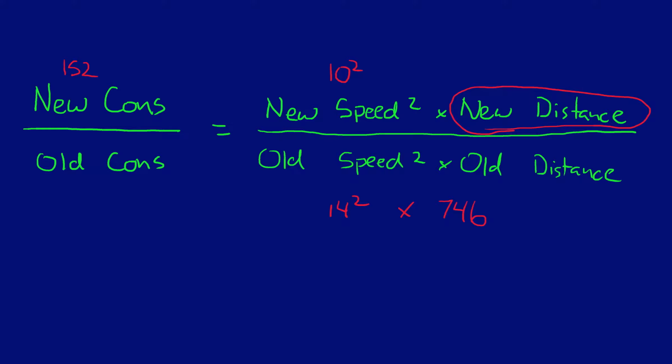Oops, pardon me, I put that in the wrong spot. Our old consumption, originally, we consumed 152 tons of fuel. That's our old consumption. Our new consumption, we've only got 201 tons of fuel left, so that'll be our new consumption. So basically, we're going to figure out what our distance budget is given the amount of fuel that we have remaining, and new speed, and old distance.